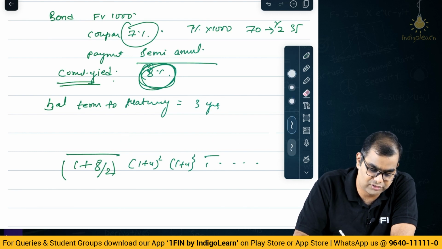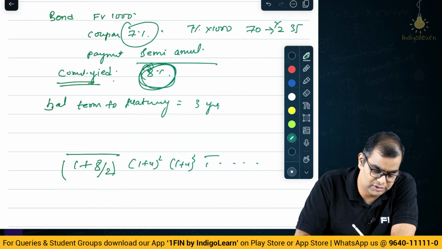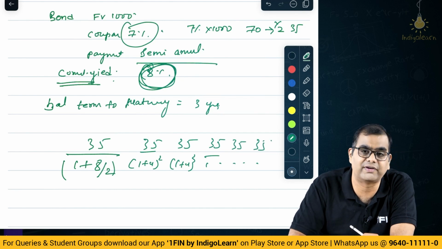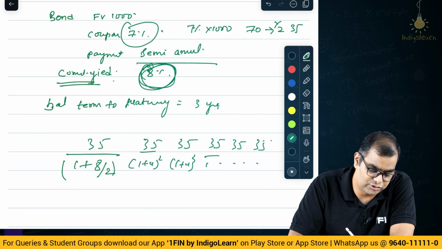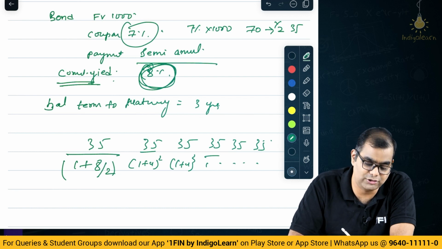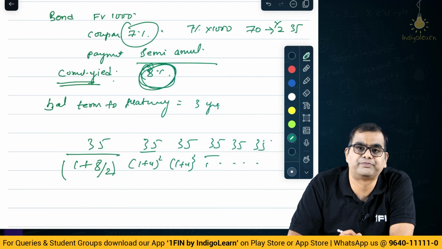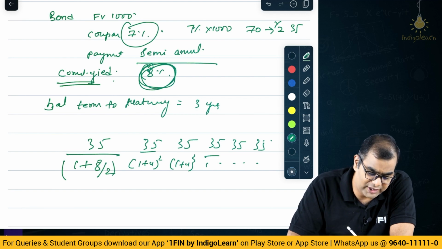So 35, 35, 35, 35, 35, 35. The coupon is 35 bucks. That 35 bucks you bring to present value by dividing it by 1 plus yield by the number of coupon payments per year. That is how you actually compute the value.